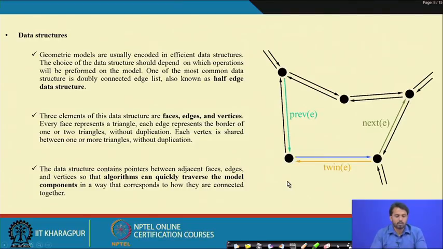For the development of 3D models, what is the data structure that needs to be known? First, geometric models are usually encoded in an efficient data structure. That means the choice of data structure should depend on which operation is to be performed on the model. This operation may be the movement of 3D models, or the scaling of 3D models, or the rotation of 3D models.